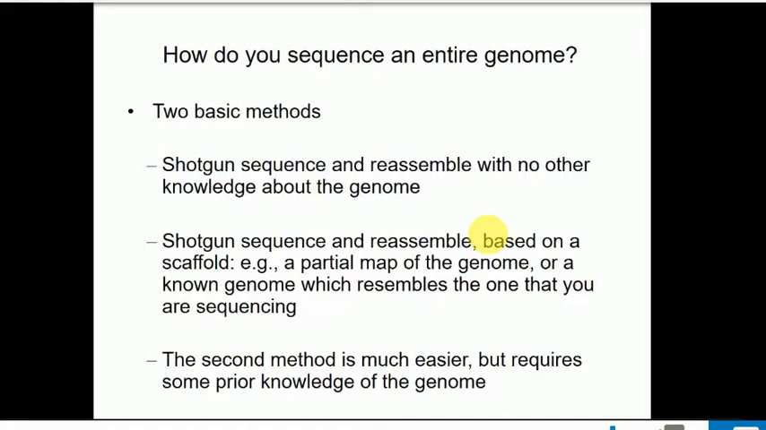Now, what I did refer to is a refinement of this, which is if you already know something about the genome, if you've got, for example, a restriction map of the genome, or you've got close homologs where you know what the orders are, you can use that as a reference to assemble your short reads on. And this is referred to as a scaffold. So you've got, for example, a partial map of the genome, and based on some other information, you can then see whereabouts your pieces fit.